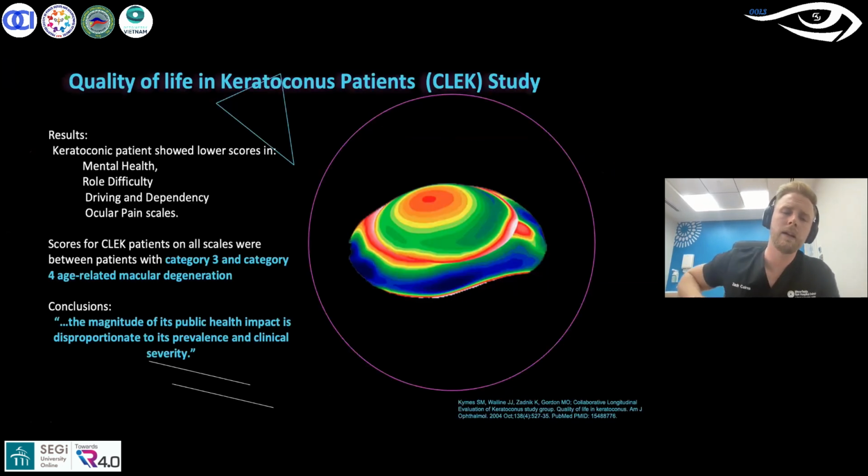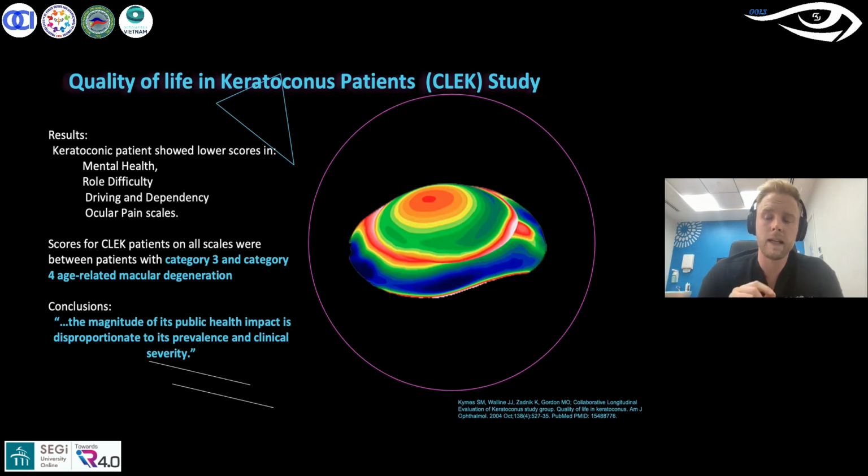Keratoconus. So whenever we're looking at the CLEK study, so that's basically the quality of life in keratoconus study, they looked at how this misshapen cornea really affects mental health, role difficulty, and general aspects of the quality of a patient's life. The summary that they came up with is it affects a patient in equal measures to what we would see in someone with stage 3 or stage 4 macular degeneration. So this is something that really, really affects a patient's life.